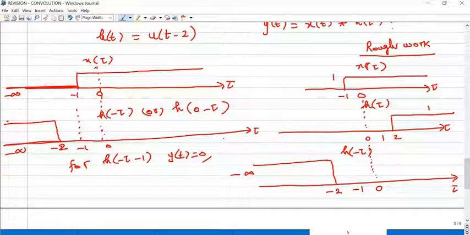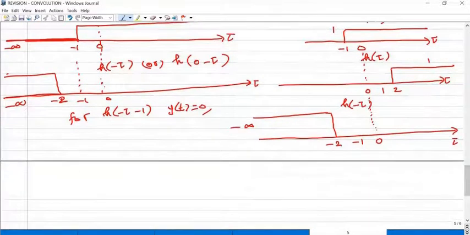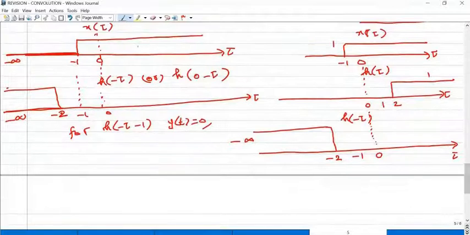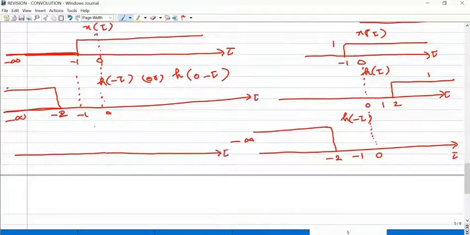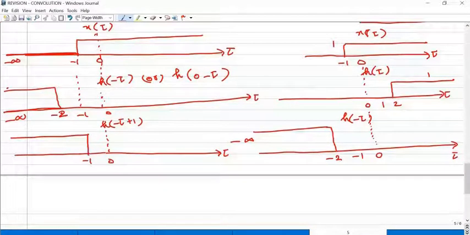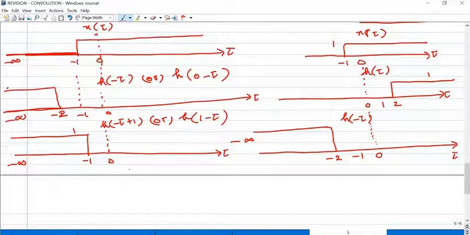Okay. Next, can you draw the sketch for h of minus tau plus 1 and check whether overlap exists or not? Tau versus h of minus tau plus 1, that is t equal to 1. So this is minus 2. Now check x of tau and h of t minus tau at t equal to 1.